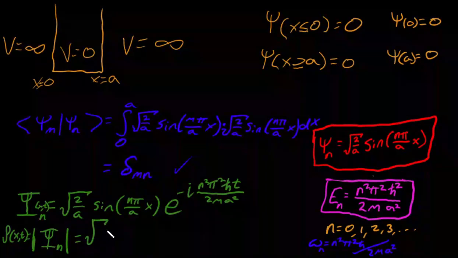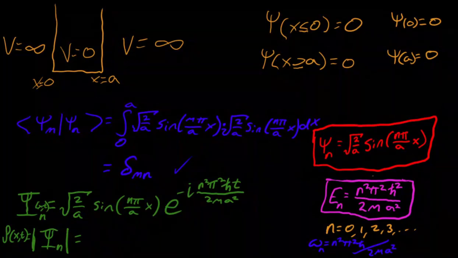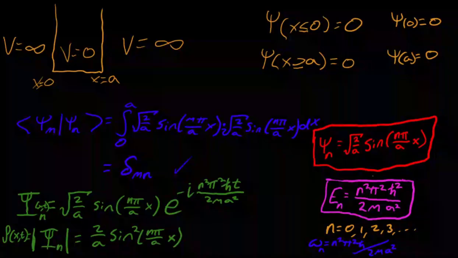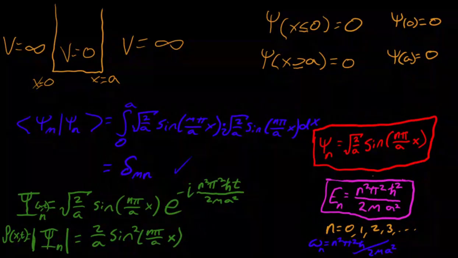So we are left with, or not a square root anymore, just the square of this, 2 over a sine n pi over a x. And then there's, sorry, this is sine squared. Notice, sine squared is sine quantity squared. That's just shorthand of writing it.